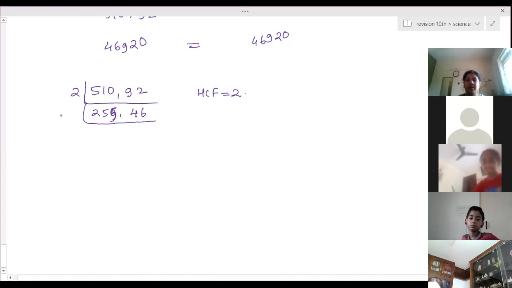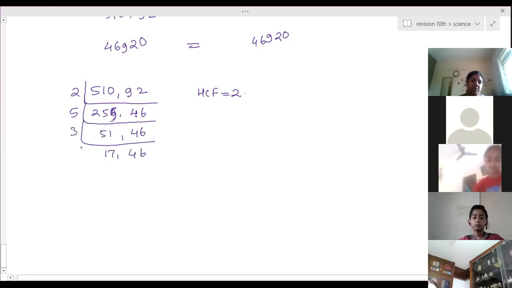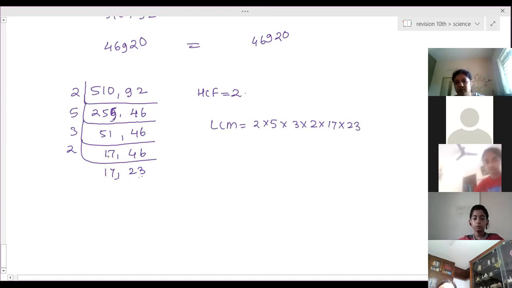Further, now keep dividing. 255 is divisible by 5 and 3, and 46 is again divisible by 2. This is 17, this is 23. Now, these are the last prime numbers. So, your LCM will be 2 into 5 into 3 into 2 into 17 into 23. This way also can be done. Clear? Yes, ma'am.